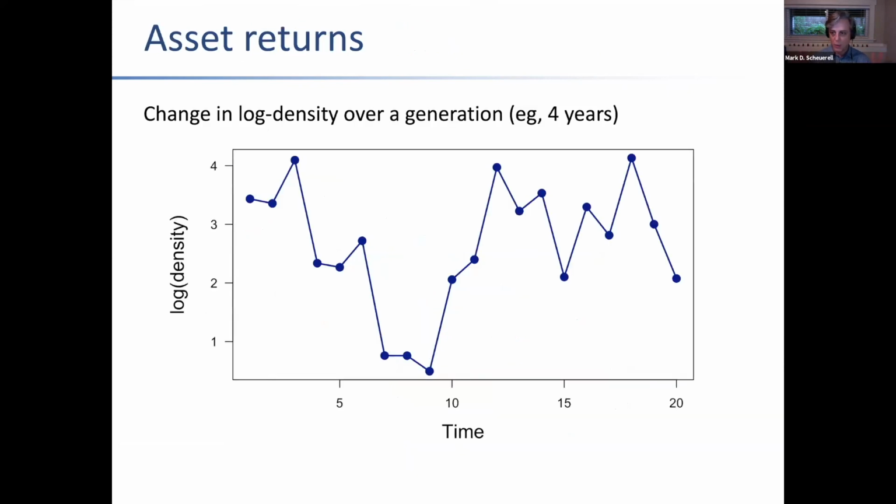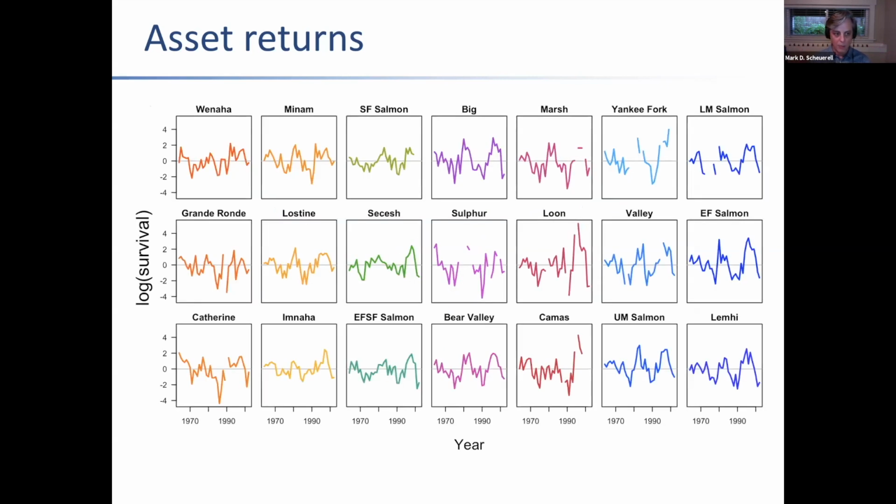And I need to figure out a way to calculate returns. And I'm just doing the change in log density over a generation. And a generation for these fish is roughly 4 years. So all you do is say, what's the difference between points that are 4 units apart? That's the return of an asset. Okay, so that one went down, that one went up. Okay, so here now are the returns in sort of log survival of all of those populations in my potential portfolio.